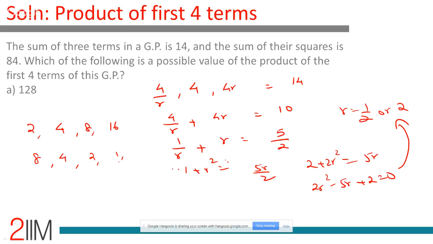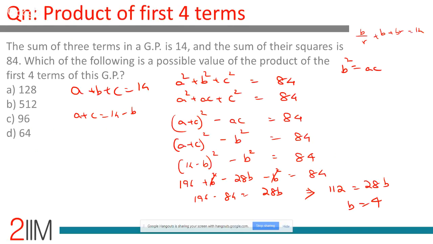Product of the first 4 terms of this GP: 2 into 4 into 8. 2 into 4 is 8, 8 into 8 is 64, 64 into 16 is 1024. Or 8 into 4 is 32, into 2 is 64. The product of the first 4 terms would be 1024 or 64. So it's 64, because the 1024 choice is not available. The possible value is 64, not 1024. 1024 is also possible, but that's not among the choices being given here.